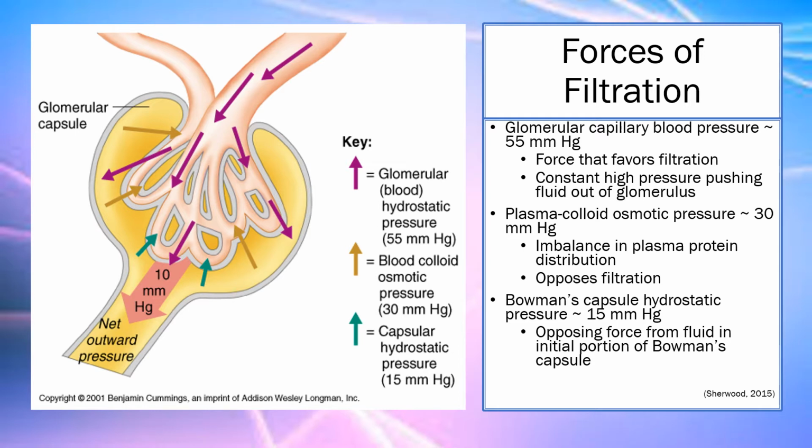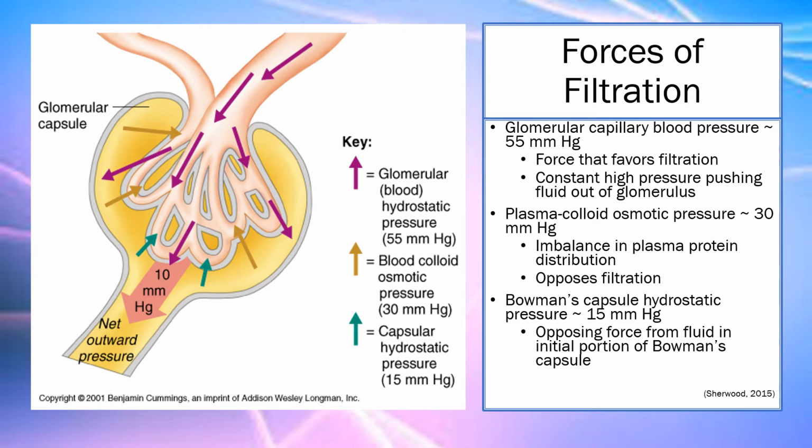This pressure is kept relatively constant throughout the length of the capillaries due to the high resistance of the efferent arterioles and allows for the continuation of fluid movement out of the glomerulus and into the Bowman's capsule. The average measurement of this pressure is 55 millimeters of mercury. Without this constant force, the process of filtration would not be possible. Changes in this pressure result in changes in the glomerular filtration rate, which we will discuss later in this video.